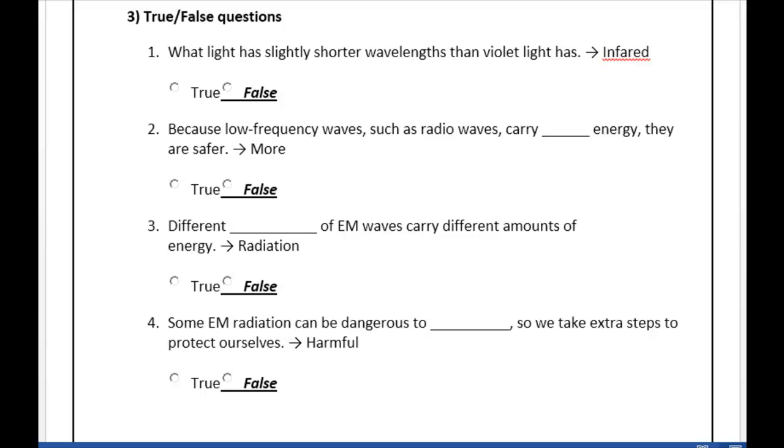Number 3, different wavelengths of the electromagnetic wave can carry different amounts of energy. Radiation. Now the answer will be false. Number 4, some electromagnetic radiation can be dangerous, so we take extra steps to protect ourselves. So the answer will be false.